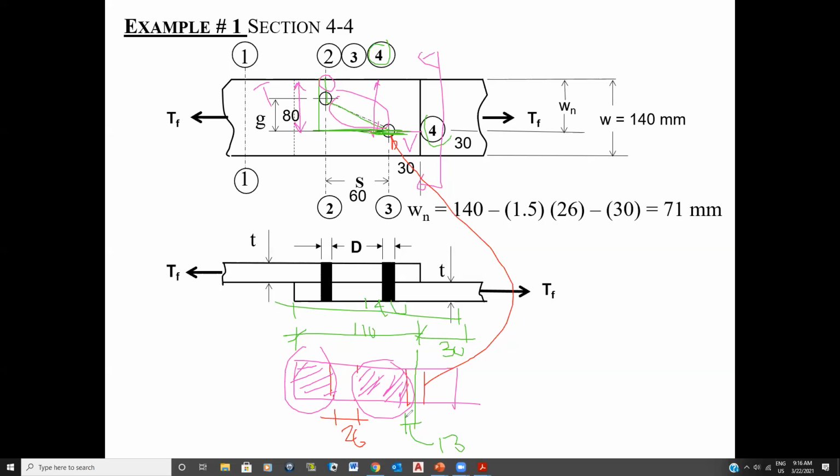Okay, so what you want to do now, you want to take your 110, you want to subtract your 26, and you want to subtract your 13. And that should leave you with 71 millimeters. And that's what I got here. So what you do is you start off with the overall width, subtract 1.5 bolt holes times the width of your bolt hole, minus the other edge distance here, and I end up with 71.